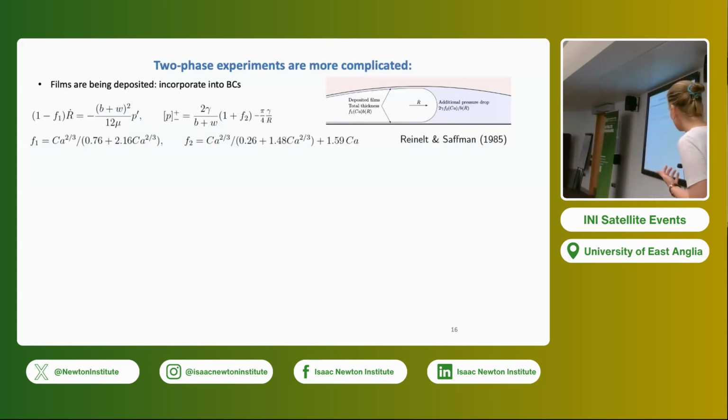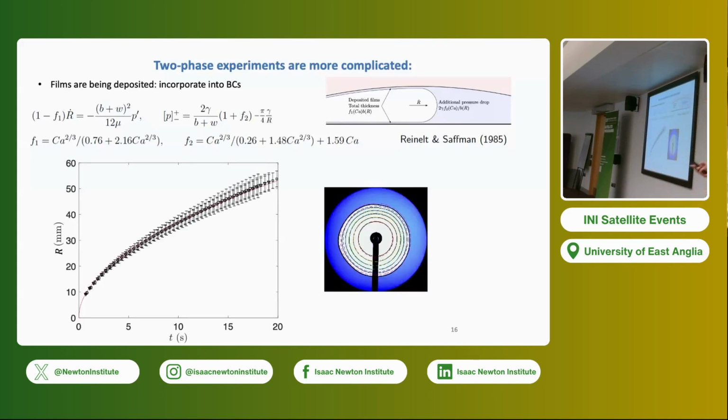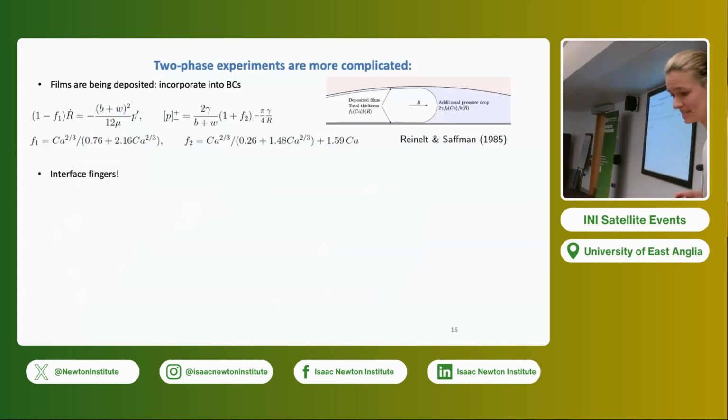There is, by modifying kinematic and dynamic boundary conditions in a sort of semi-ad hoc way. If we do that, then there is a quantitative agreement between experiments and numerics. And here, this is just plotting the interface position as a function of time, and this is just overlaying the two together. But actually, experiments are a lot more complicated.